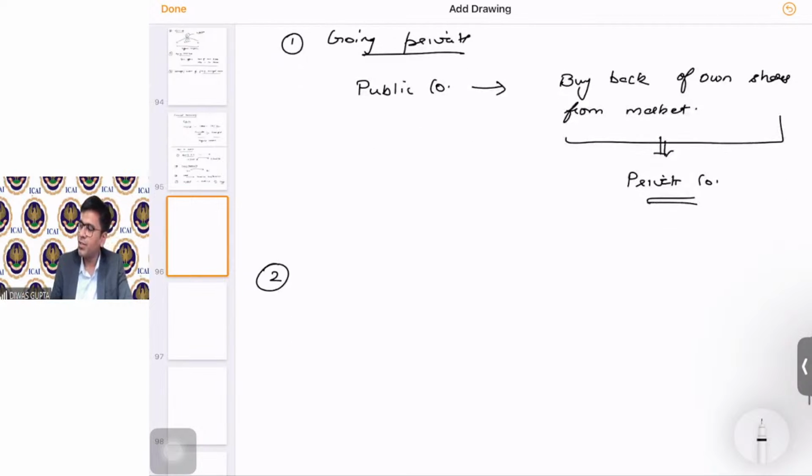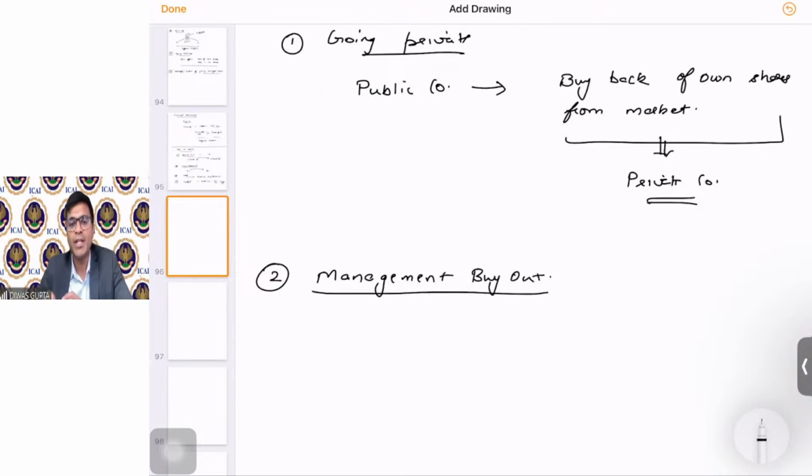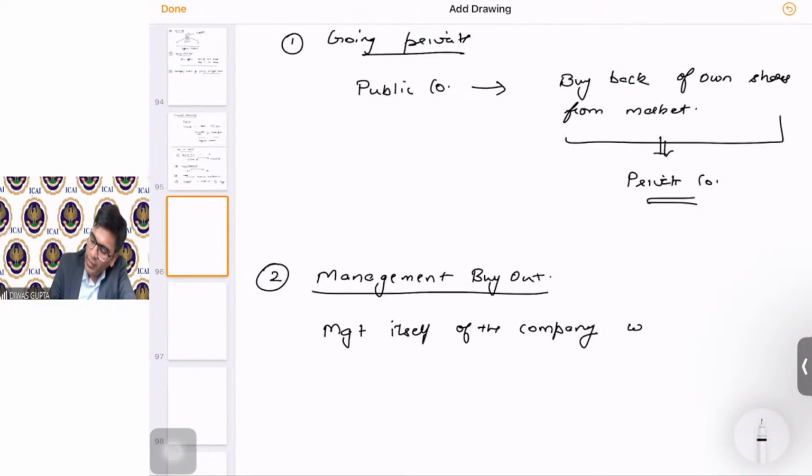The second part of ownership restructuring can be management buyout. This is a very important term, students. Buyout. This is also called as MBO, management buyout. In case of a management buyout, the management of the company, let's say the board of directors, the CEO, MD, what they will do, they will buy the company itself. They will become the shareholders of the company. Management itself of the company will purchase the company. This is called as management buyout.